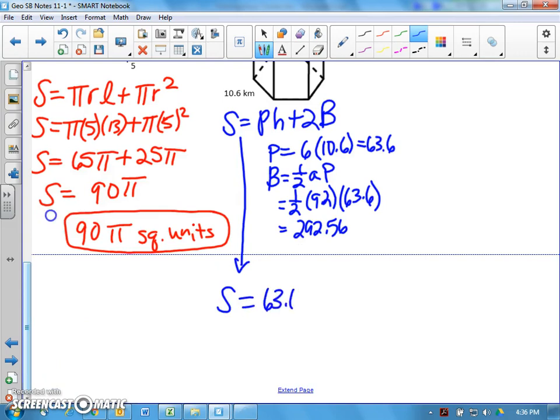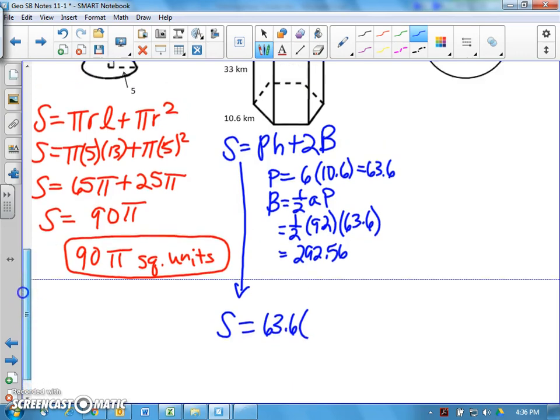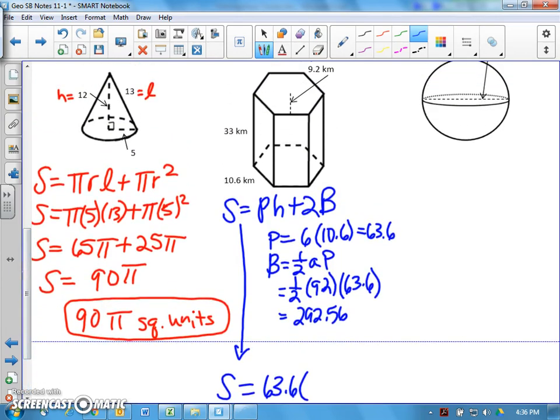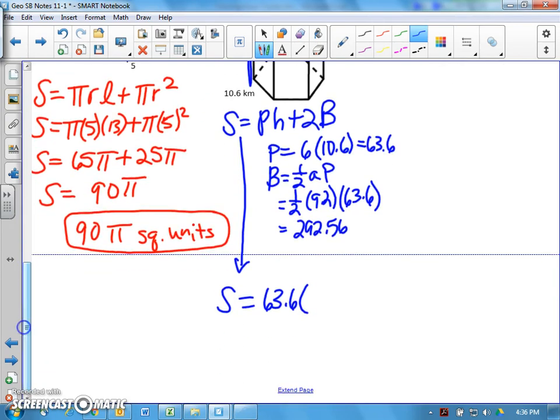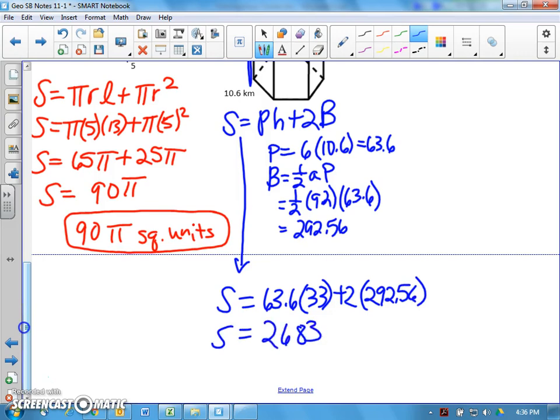So continuing our formula now, I can plug in the pieces. P is 63.6. H is the height of my figure. So I'm looking for a side that's going to be perpendicular to my bases. That makes this my height. So we're using 33 plus 2 times the area of the base, which is 292.56. And again, once we go calculate all of this, we're going to get 2,683.92. So our answer would be 2,683.92 square kilometers.